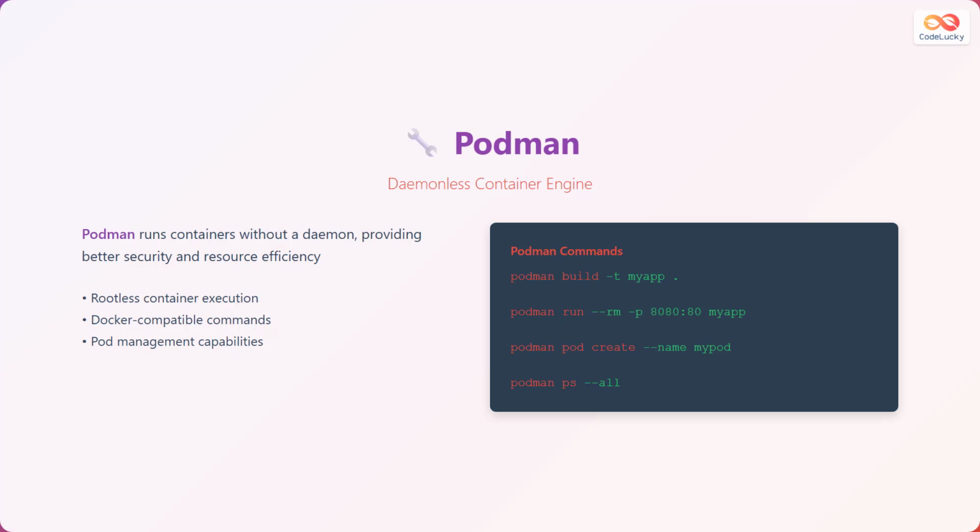Some common Podman commands include podman build, which is similar to docker build, podman run, which runs a container and automatically removes it when it exits, podman pod create, which creates a pod, which is a group of one or more containers, and podman ps, which lists all containers, including those that are not running.